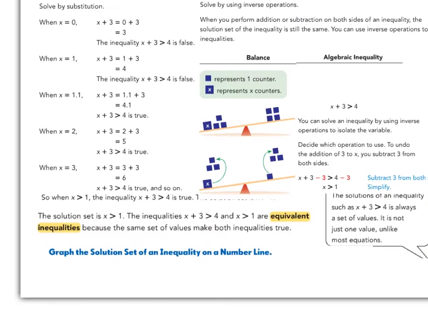And they also showed the same thing over here on a balanced scale. On an inequality, you don't want them to be equal. You want one side to be bigger than, less than, or whatever. So if you look over here, x plus 3, that side needs to be heavier than the 4. All right, so we're going to go on to the next.